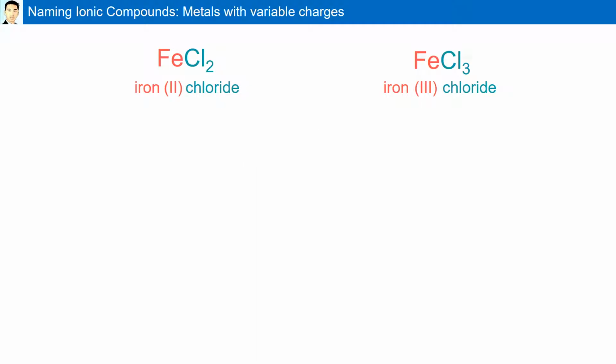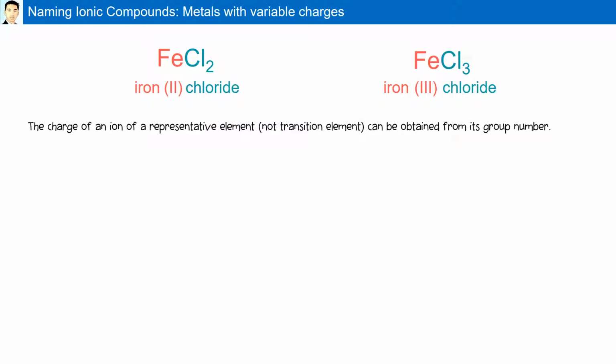Naming ionic compounds, metals with variable charges. In this example, we have iron(II) chloride and iron(III) chloride. The iron can have multiple charges. The charge of an ion of a representative element, not a transition element, can be obtained from its group number. For example, magnesium, found in group 2, has a 2+ charge.